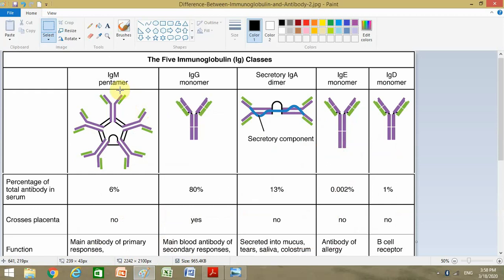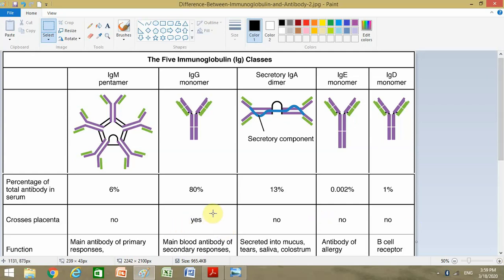So, IgM is a pentamer. Pentamer means that it is one molecule containing 5 antibodies, so it has 10 antigen binding sites. IgA, on the other hand, is a dimer. It has 2 antibodies linked to each other with 4 antigen binding sites. Now, each one of these antibodies has a certain characteristic. We obtained that the highest amount or the highest percentage of antibodies in the serum is for IgG, while IgA and IgM come second and third, and we have a very small amount of IgE and IgD antibodies.